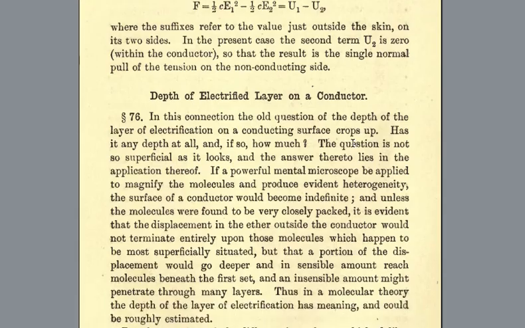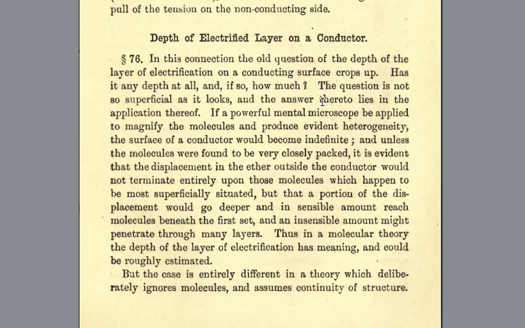Paragraph 76. In this connection, the old question of the depth of the layer of electrification on a conducting surface crops up. Has it any depth at all, and if so, how much? The question is not so superficial as it looks. If a powerful mental microscope be applied to magnify the molecules and produce evident heterogeneity, the surface of a conductor would become indefinite. And unless the molecules were found to be very closely packed, the displacement in the ether outside the conductor would not terminate entirely upon those molecules which happen to be most superficially situated, but a portion of the displacement would go deeper and reach molecules beneath the first set, and an insensible amount might penetrate through many layers.